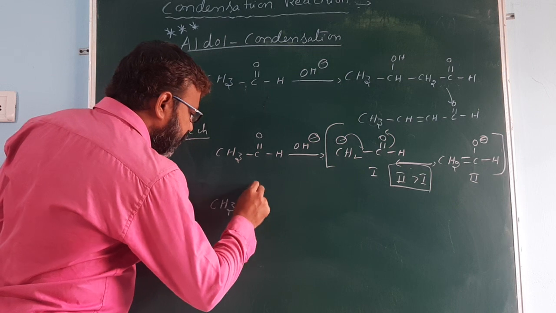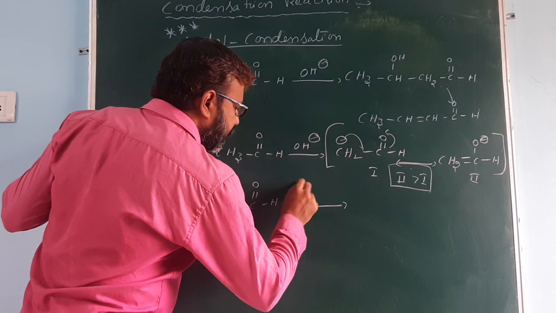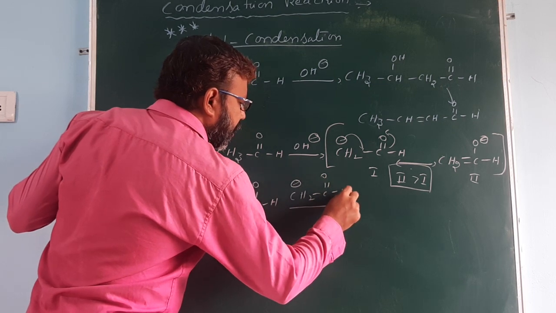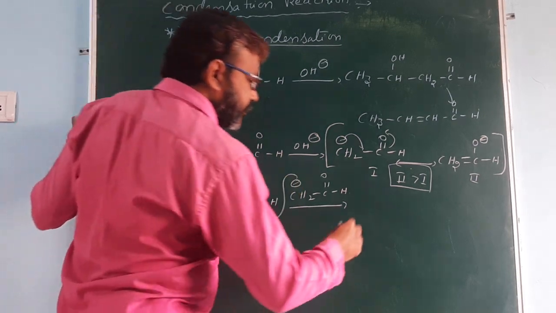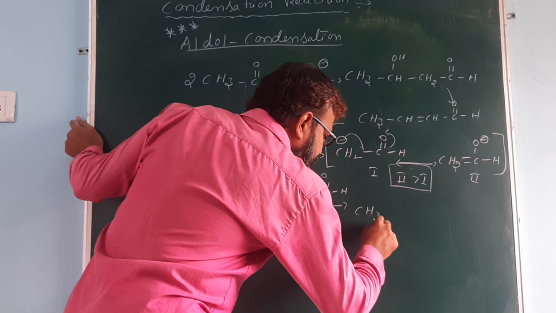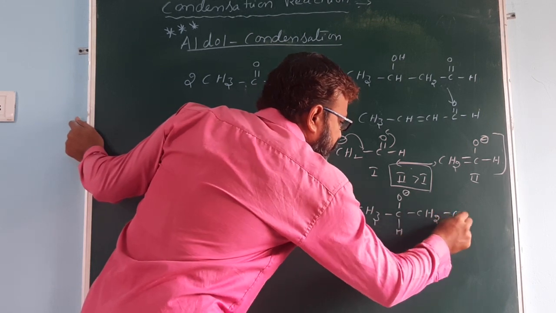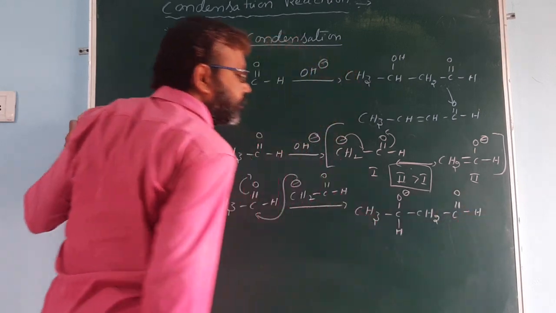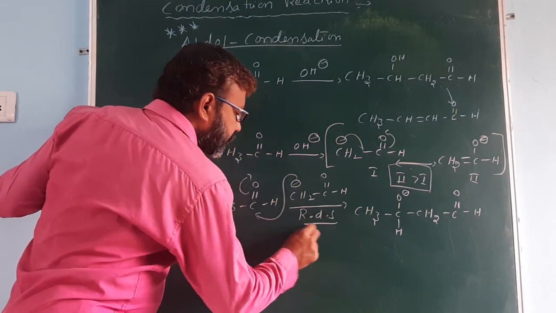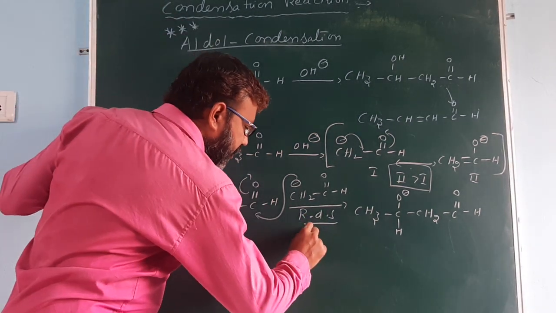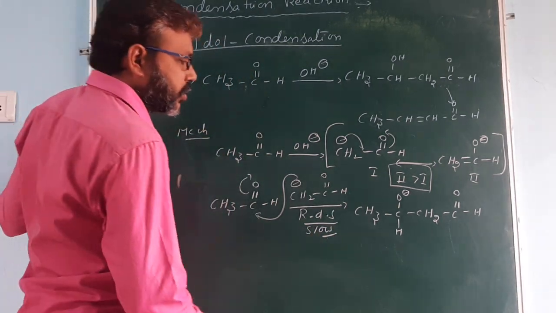CH3 C double bond OH reacts with another mole of acetaldehyde. This pi bond electron shifts to here and attacks here to give CH3 CO minus H CH2 C double bond OH. This is the rate determining step, the RDS. RDS means rate determining step, and it is a slow step.